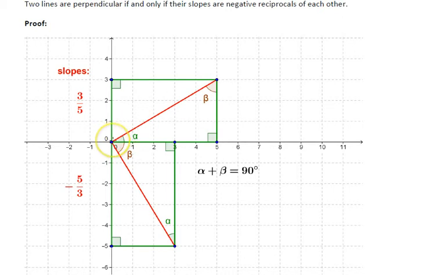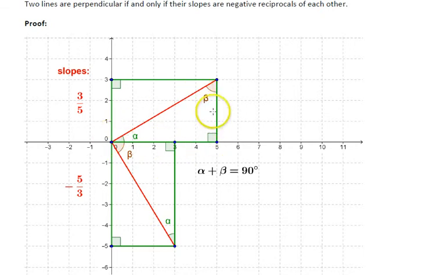Now, if instead we do a rise of -5 and a run of 3, we end up with this point down here. And again, it's the same as doing the run first and then the rise. And let's look at these 2 red lines. Well, they're line segments, but consider the lines through them.